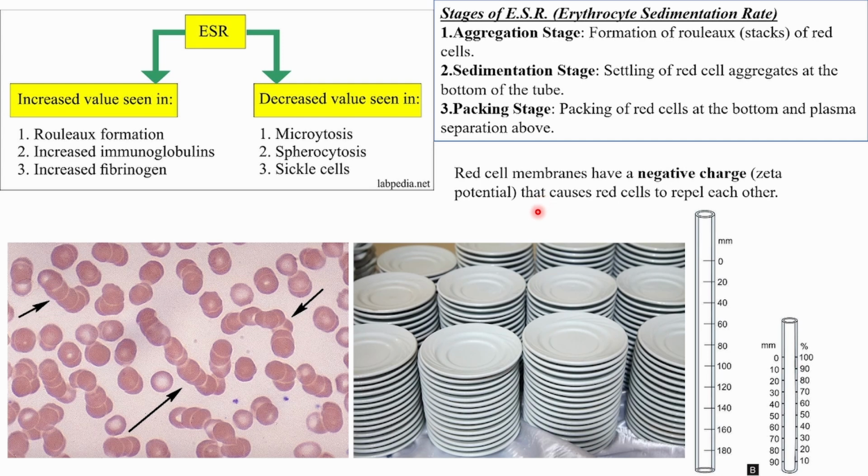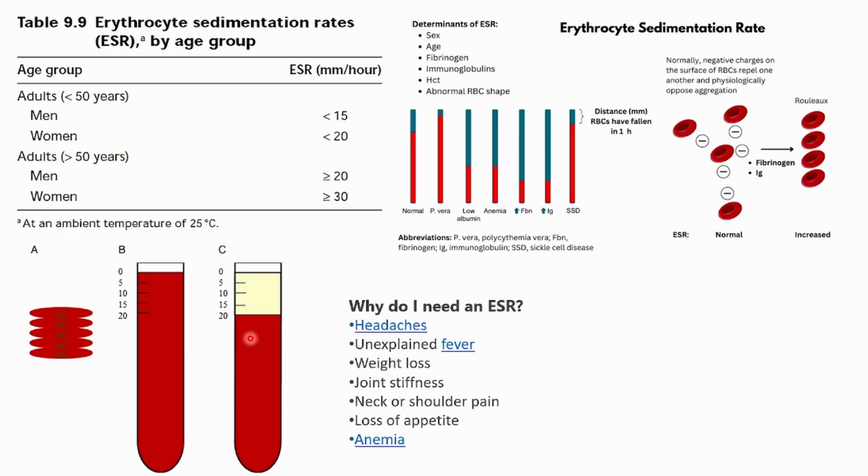So albumin maintains the negative charge of the RBC. So if there is less albumin, a condition called hypoalbuminemia, then the ESR will rise. That means their sedimentation rate will be more. And these are the normal values of the erythrocyte sedimentation rate. In men less than 15 years, it is around less than 15 millimeter per hour.